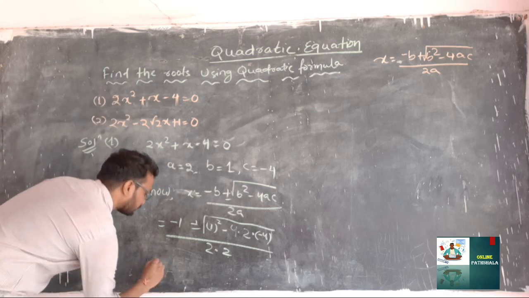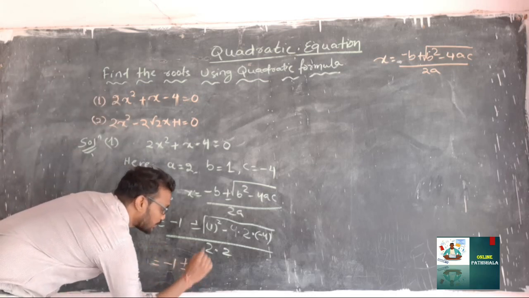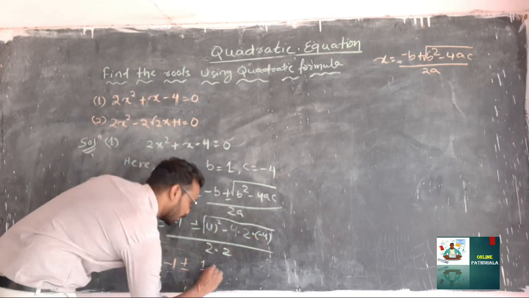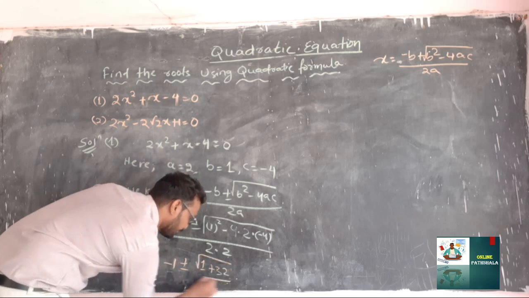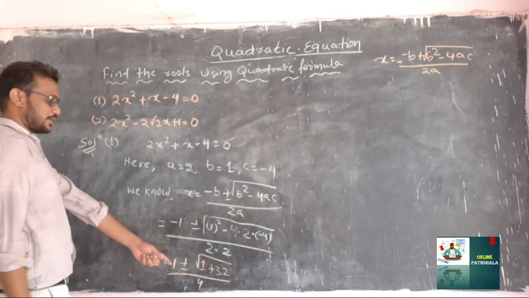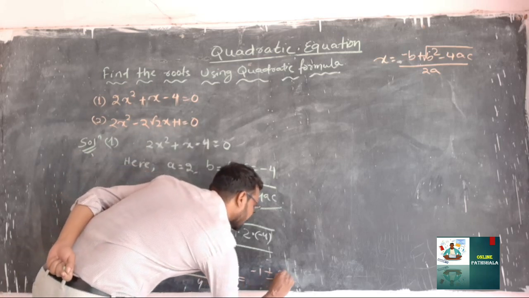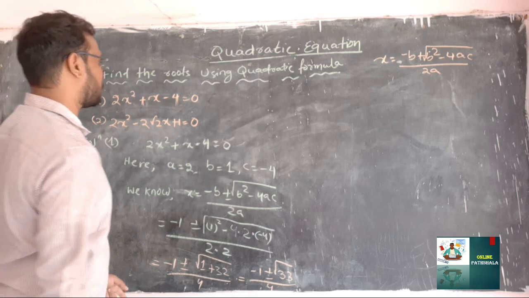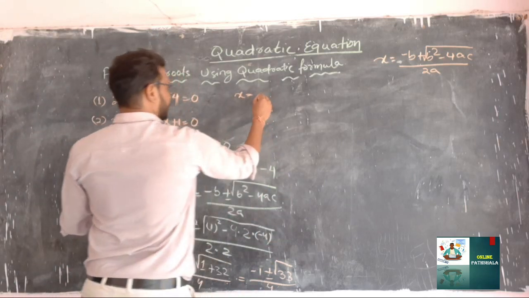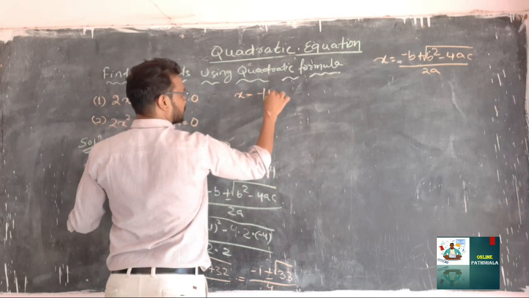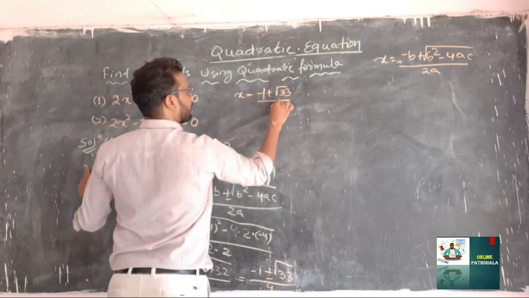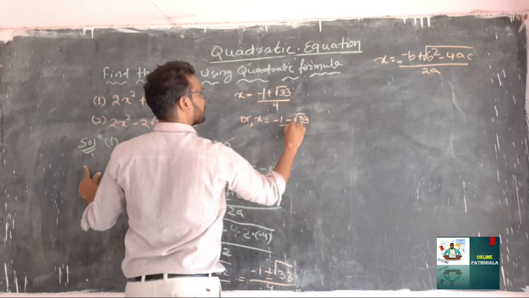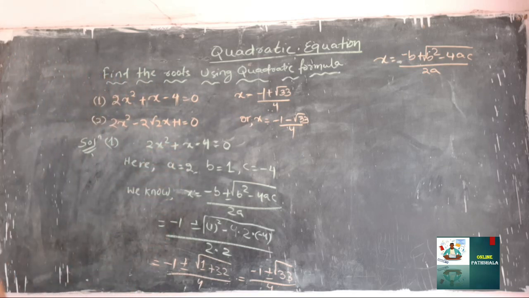So here it is minus 1 plus or minus the square root of 1 square, which is 1, minus 4 into 2 into minus 4, which is plus 32, so root 33, over 2 into 2, that is 4. Okay, this one we have got. So it can be written as minus 1 plus or minus root 33 over 4, right? Now we have got two values of x: x equal to minus 1 plus root 33 over 4, or x equal to minus 1 minus root 33 over 4. Okay, this is the solution of this equation.